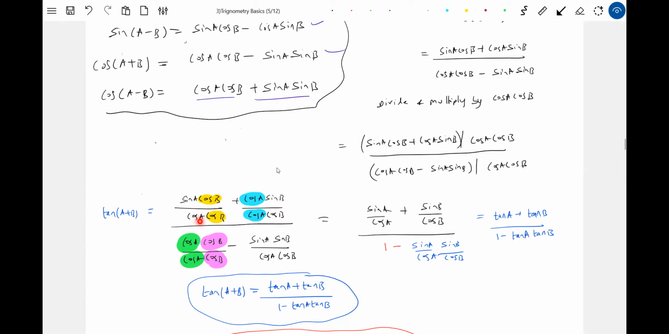So sin A by cos A is what? Tan A. Sin B by cos B is tan B. So tan A plus tan B over 1 minus tan A tan B. So tan of A plus B is what we can write: tan A plus tan B, over 1 minus tan A tan B. This one more identity is what we have derived.